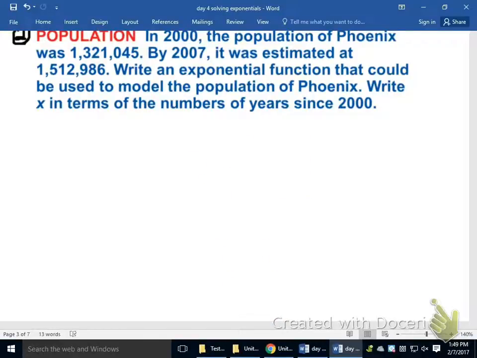Alright, this is by far the most difficult problem today. The word problem I showed you the previous day showed you where you were given the growth rate. Here, we're not given that growth rate. We have to calculate it first. Alright, I'm going to really quick reference that y equals a times b to the x power. Now, x, it says in the problem, needs to be the number of years since 2000. So if x equals 0, that's the year 2000 that you're talking about.